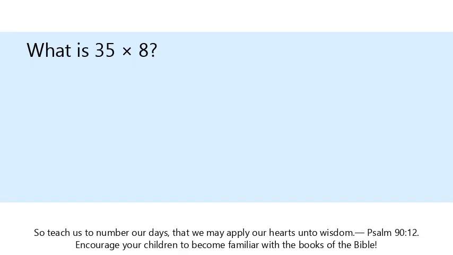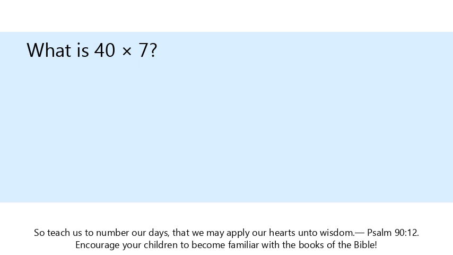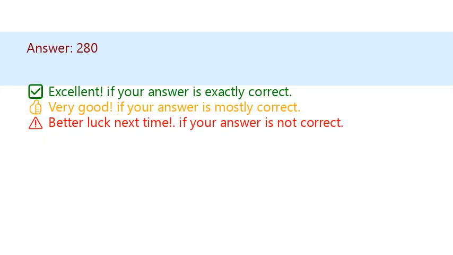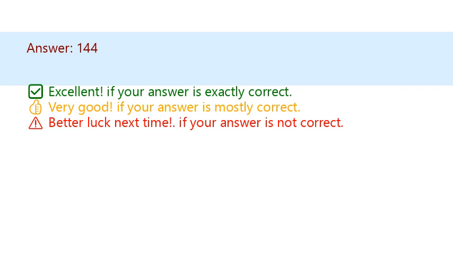What is 35 times 8? Answer, 280. What is 40 times 7? Answer, 280. What is 18 times 8? Answer, 144.